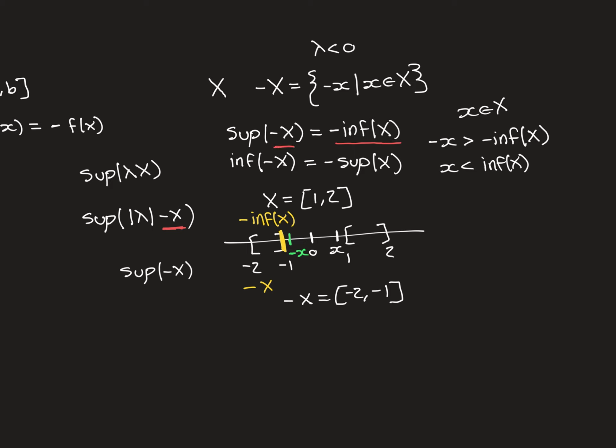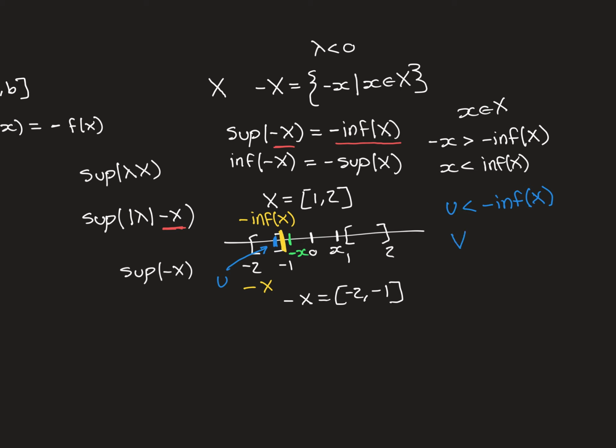Now let's prove that it is the least upper bound. So for that we need to again do a proof by contradiction. So let's suppose that it wasn't. That would mean that there is some element, which I've drawn here in blue, u, that is strictly less than it, so strictly less than minus the infimum of x, and all of the elements in the set minus x are less than or equal to it, so it is still an upper bound.